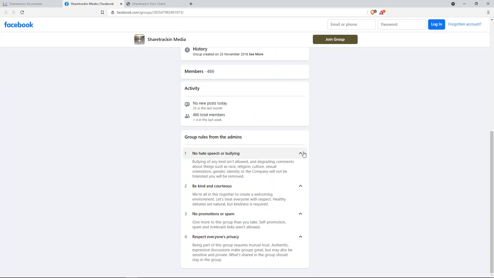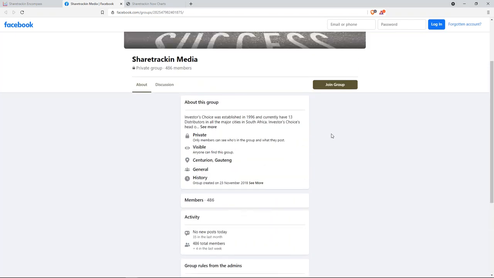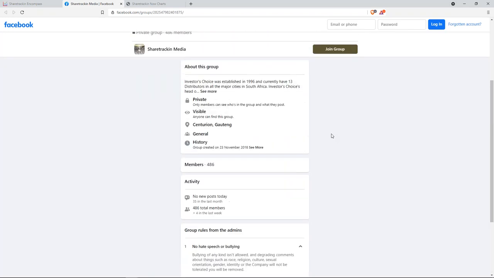So if you said no, you're not going to follow the rules, then I decline. If you only entered your number and you didn't accept the rules, I will decline. If you didn't enter anything, then I will also decline. All right, you need to fill in both. You need to agree to the rules and also enter your number.